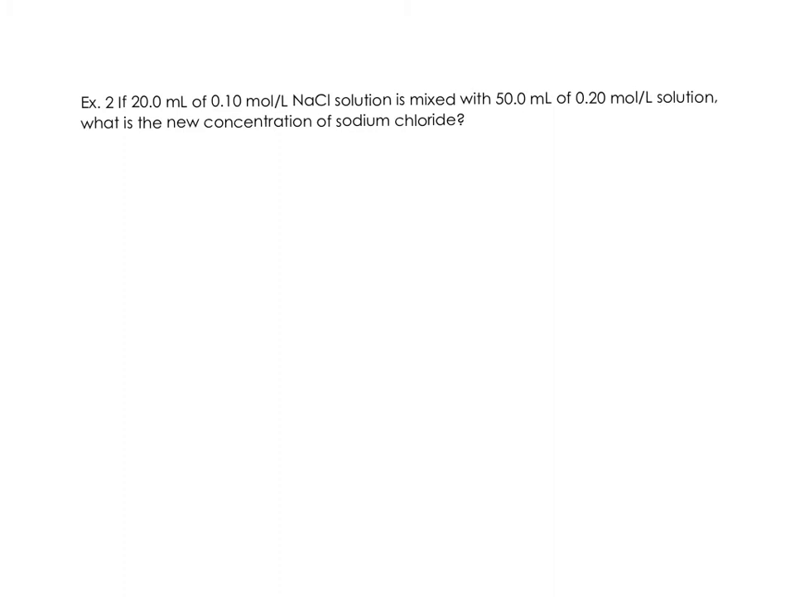Example number 2. If 20 milliliters of 0.10 mole per liter sodium chloride solution is mixed with 50 milliliters of 0.20 mole per liter solution, what is the new concentration? Again, this is another dilution question. You will not get a reaction if you have two solutions with the same anion. So we have the same substance here.